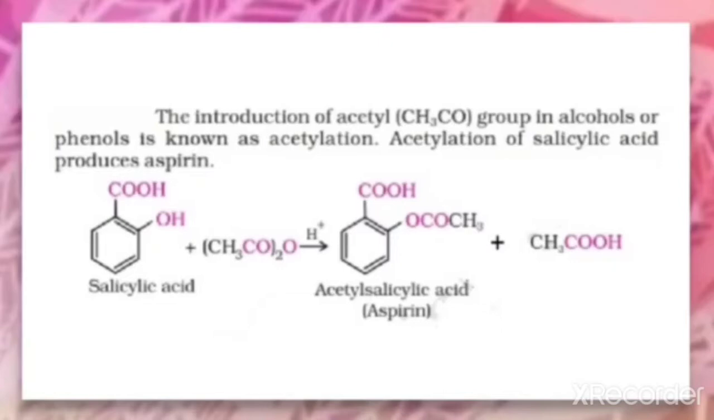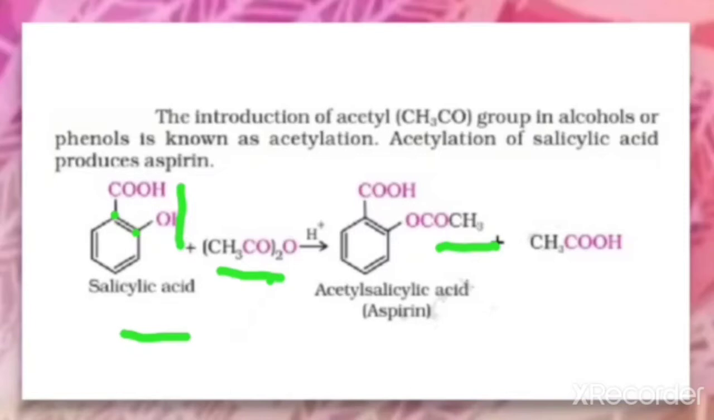Look at this equation. What is salicylic acid? This is called salicylic acid. That means in the benzene ring, an OH group is present at the ortho position to the acidic group, that is salicylic acid. And with the acetic anhydride, here you can say acetylation is taking place because there is an introduction of CH3CO group. You can see here, the H breaks from the OH bond, and the CH3CO group gets introduced in the place of H.